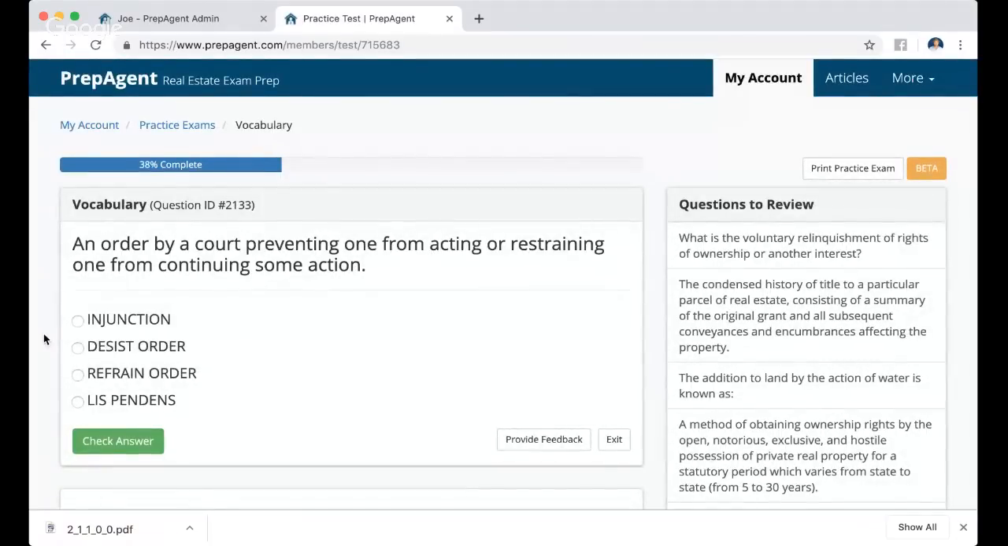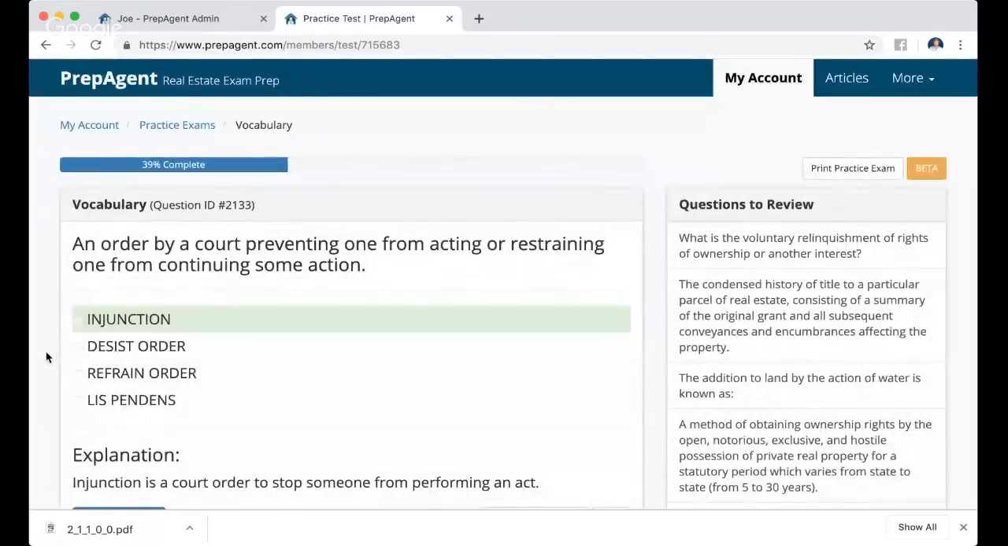An order by a court preventing one from acting or restraining one from continuing some action. A, injunction. B, desist order. C, refrain order. D, lease pendants. Okay, and the answer is A, injunction. Injunction is a court order to stop. Okay, that's all it is. Just remember your keywords: injunction, stop.